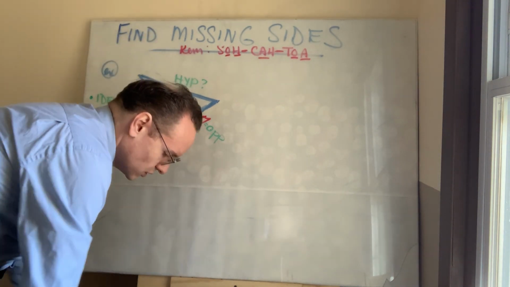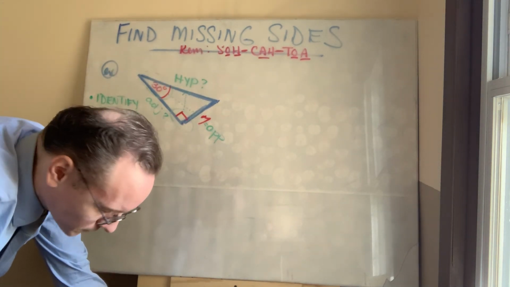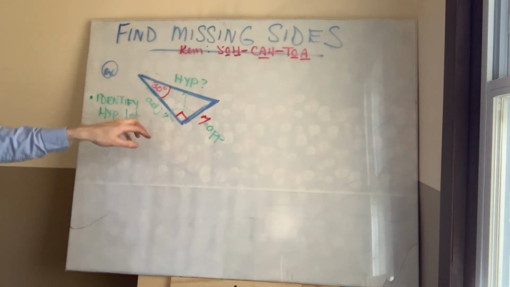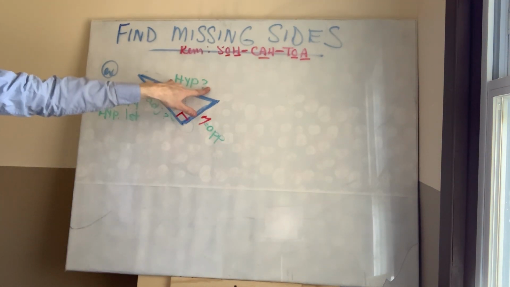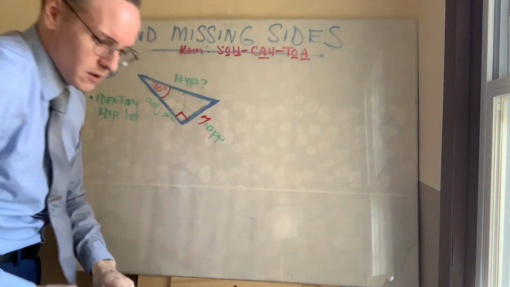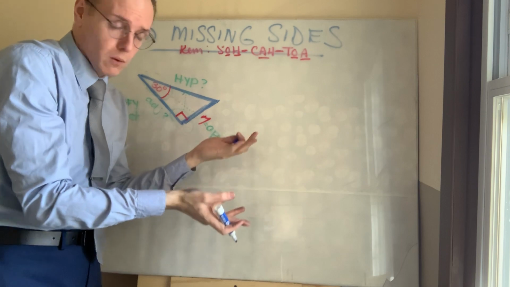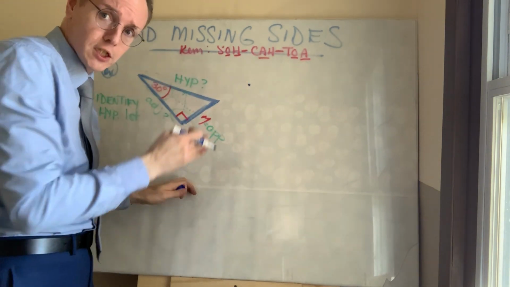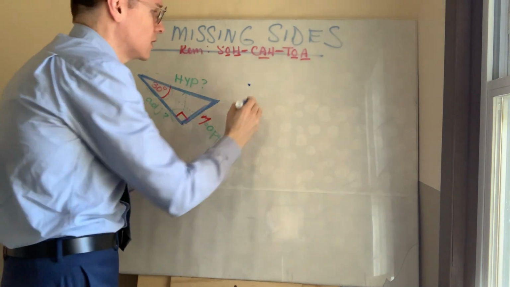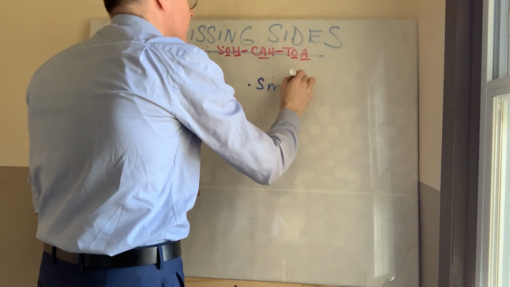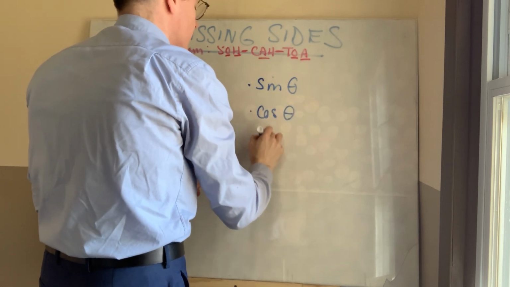We can use trig functions to calculate what the dimension would be here and here. I'm going to list the three that we should know, and then we'll strategically choose the one that is relevant for us, or maybe the two that are relevant. Sine of theta, cosine of theta, and tangent of theta.